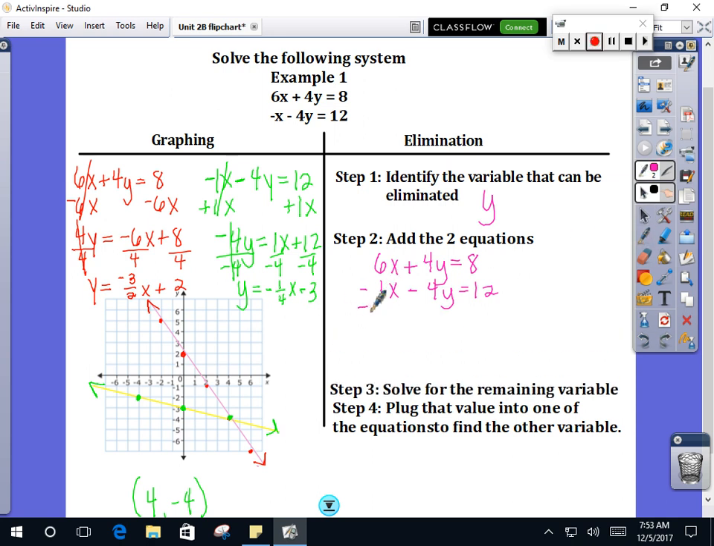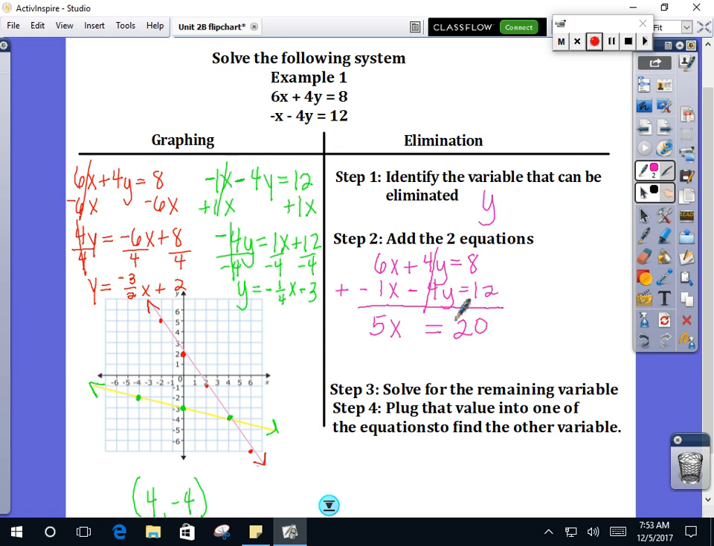Okay, you're simply going to add these 2 equations together. So 6 plus negative 1 is 5x. 4 plus negative 4 is 0y. So that's how it eliminates, because it becomes a 0 and you just don't have to write it. And now we can complete it by adding together our constant values. 8 plus 12 is 20.